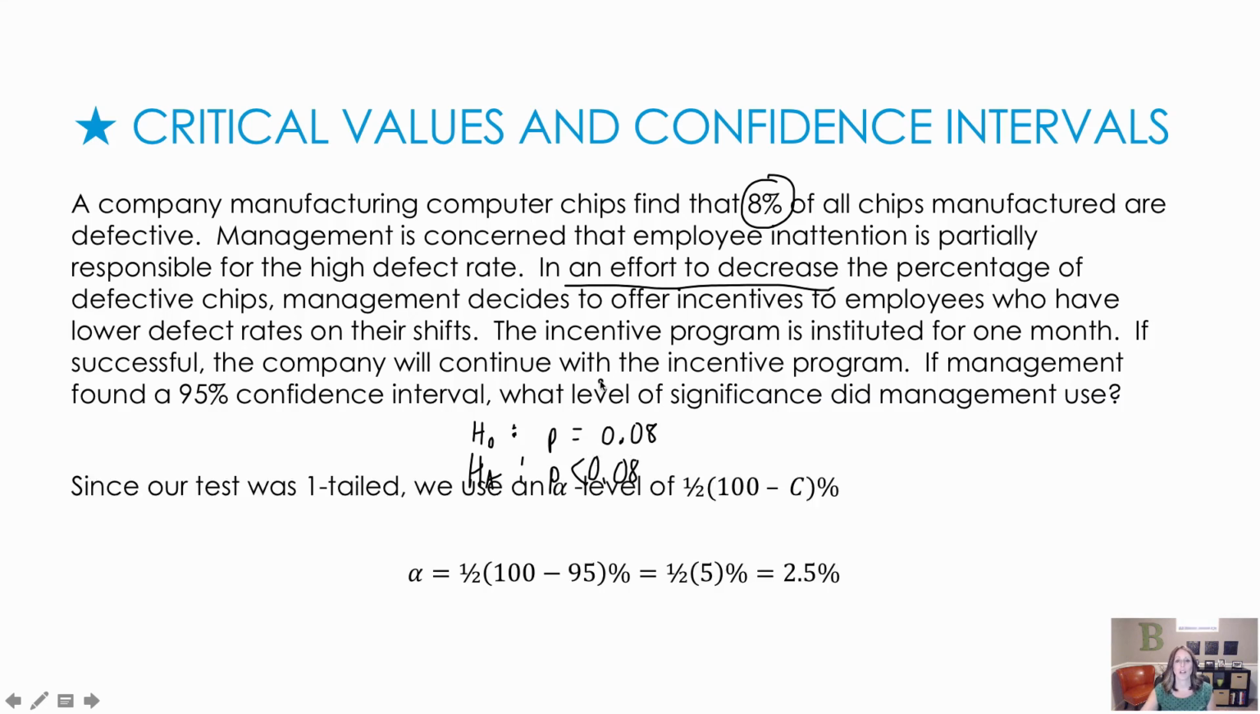Because it's a one-tailed test instead of a two-tailed, it doesn't matter if it's means or proportions, it's the same concept. If I used a 95% confidence interval, I'm plugging that right here. So 100 minus 95, and half of that is 2.5%. So they used a confidence or significance level, or an alpha level, of 2.5% in this question.